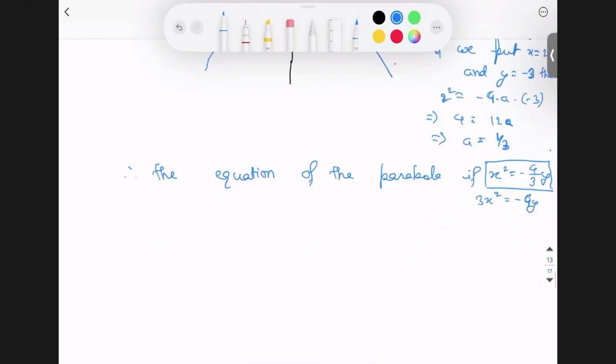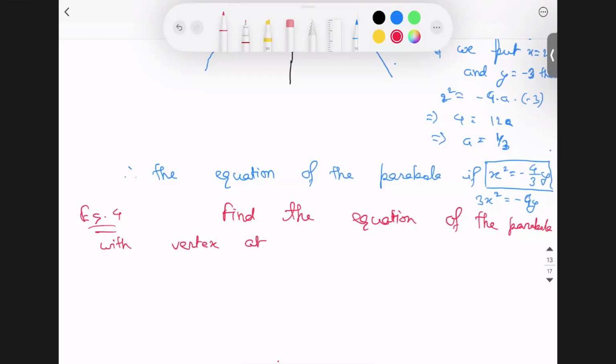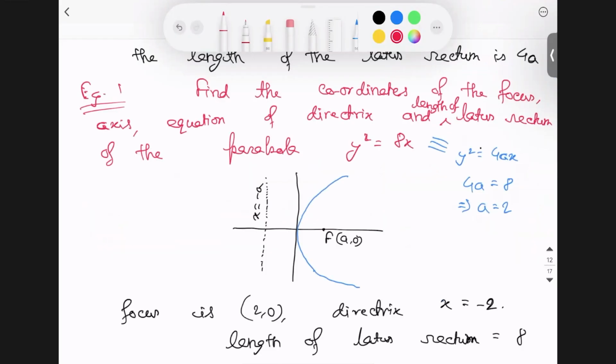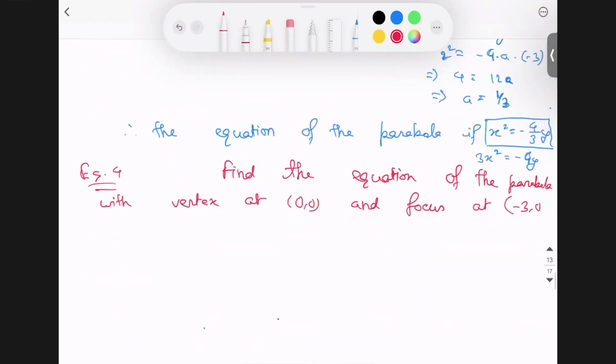Example three. Find the equation of the parabola with vertex at 0, 0 and focus at minus 3, 0. Minus 3, 0.